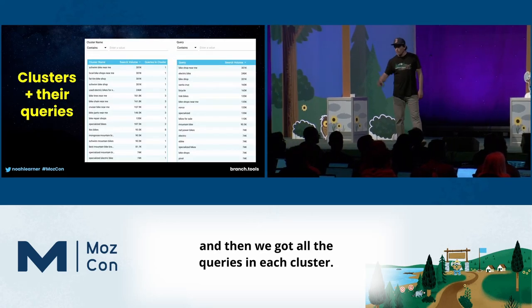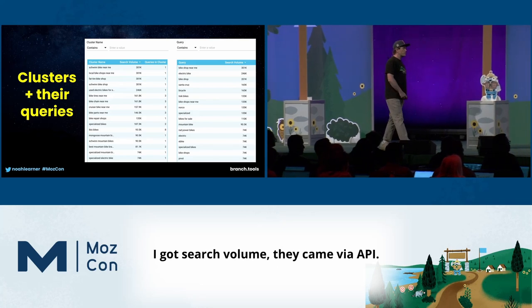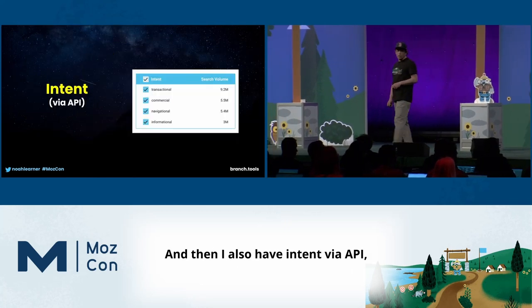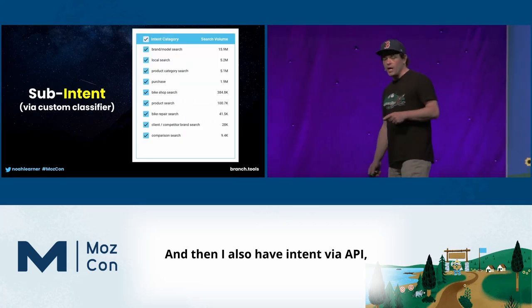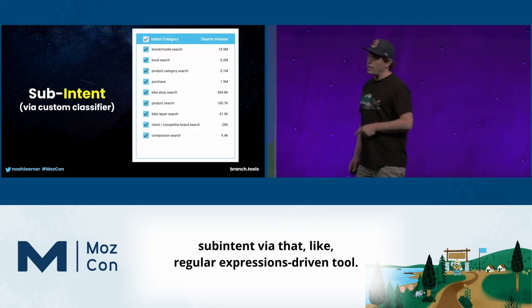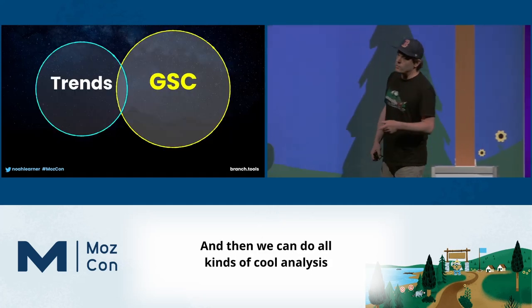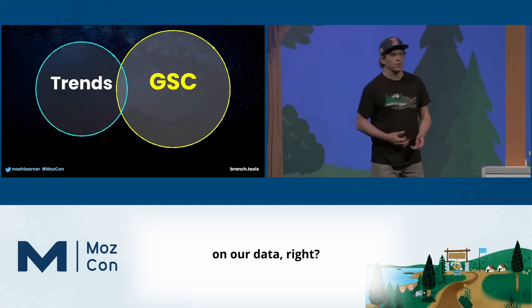Clusters on the left, and then we get all the queries in each cluster. I got search volume that came via API. And then I also have intent via API, subintent via that regular expressions driven tool. And then we can do all kinds of cool analysis on our data, right?